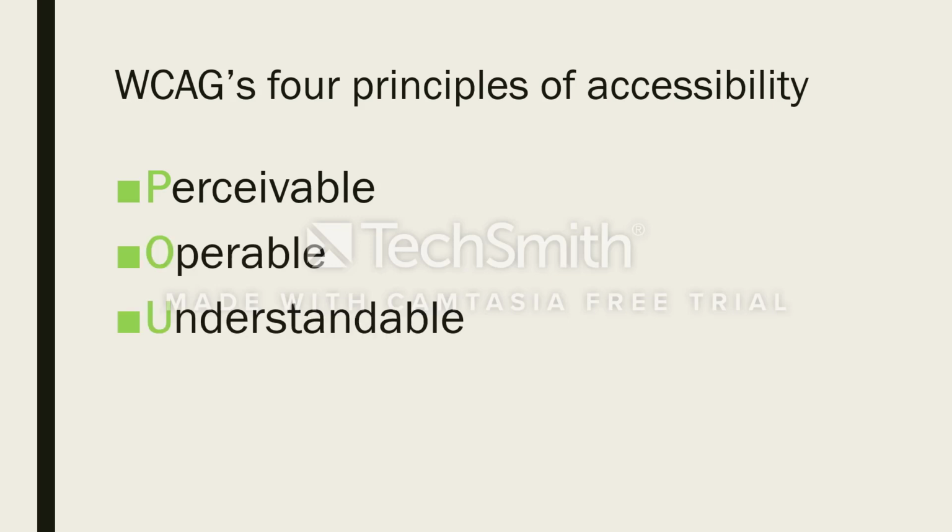operable, understandable, and robust. So let's start with perceivable. All information must be presentable to users in ways that they can perceive, and this means that the information must be available to at least one of your senses. For example, color contrast may be useful for a user who has a visual impairment. Maybe a screen reader could benefit somebody who is blind, or visual text for someone who is deaf.